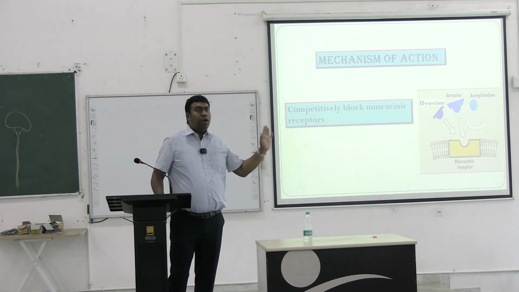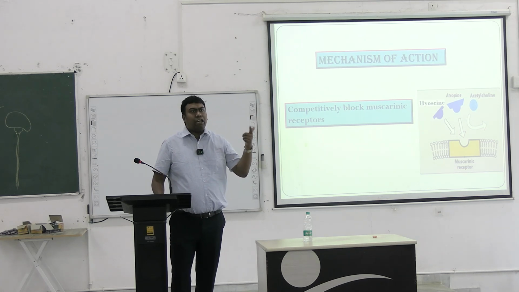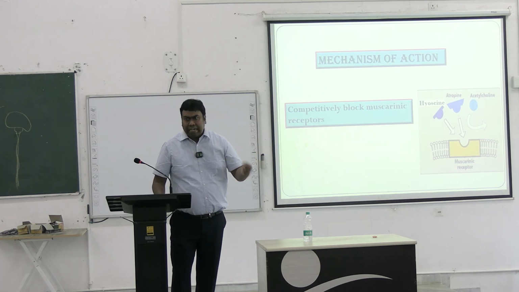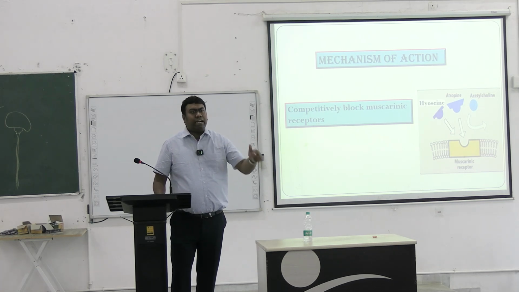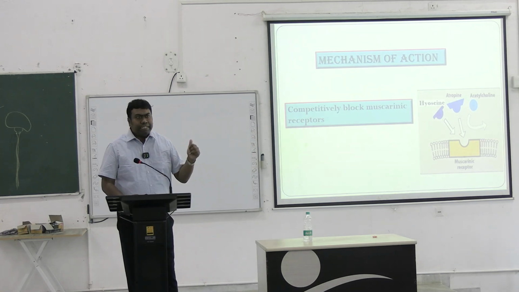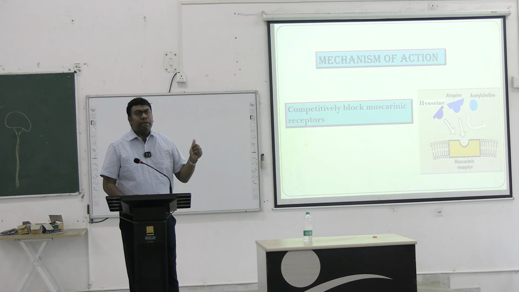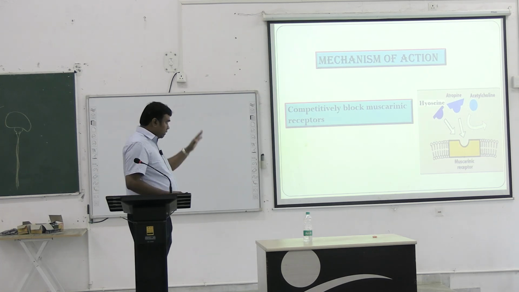Now, this is in general. There are 4 main targets where the drugs bind and alter their action: receptor, enzyme, ion channel and transporter. Here in case of atropine, they block the receptor. Which receptor? Muscarinic receptor. All muscarinic receptors are blocked.